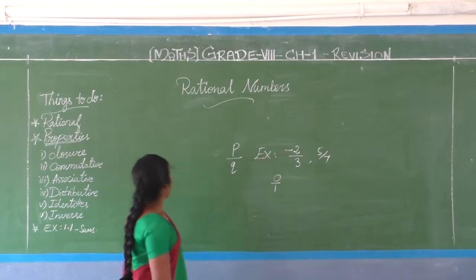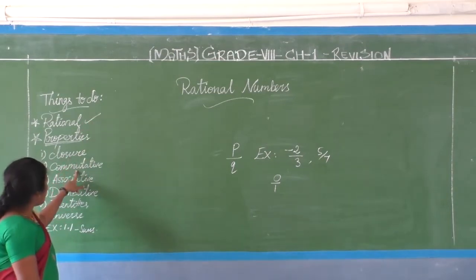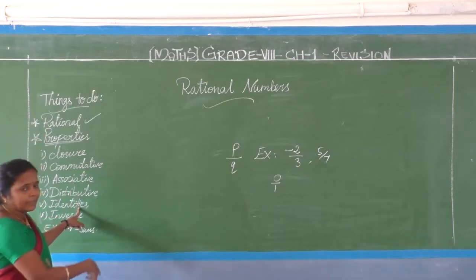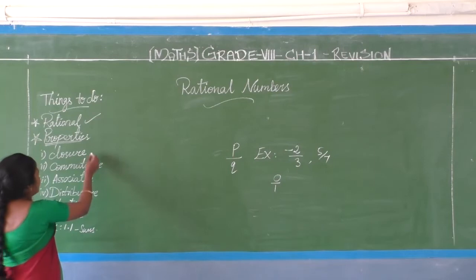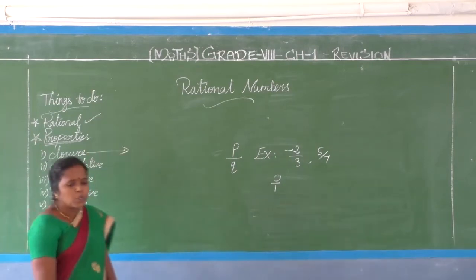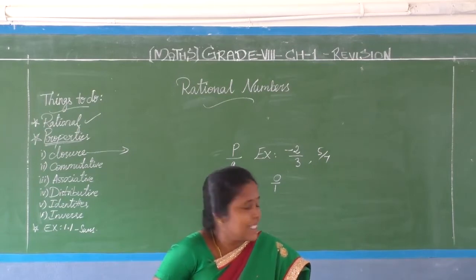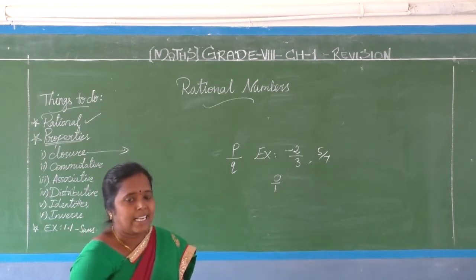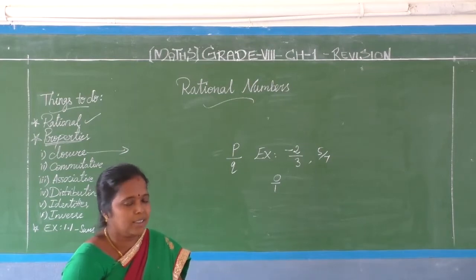Clear? Rational number. Okay. Then the properties we have seen: closure property, commutative property, associativity, distributivity, and some identities: multiplicative identity, additive identity. Inverses also, additive inverse and multiplicative inverse. If you take the first property, closure, remember what I said? If you take any two rationals, after the operation, that answer must be in that group. That is called closure.